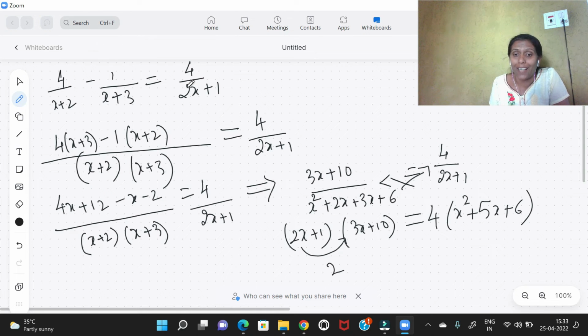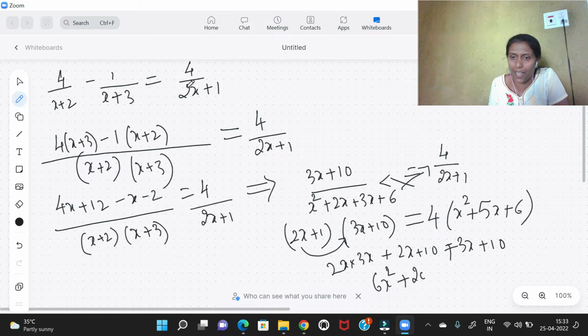brackets, which is 2x into 3x plus 2x into 10, plus 3x plus 10, which is multiplying by 1, which I didn't write. Alright. Okay, let us solve this individually. So it is 6x square plus 20x plus 3x plus 10, which is equal to 6x square plus, sorry, it is 23x plus 10.